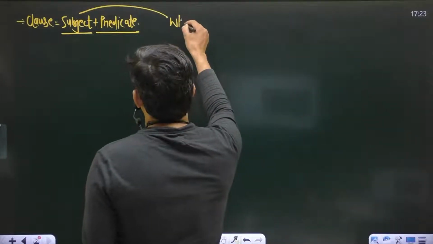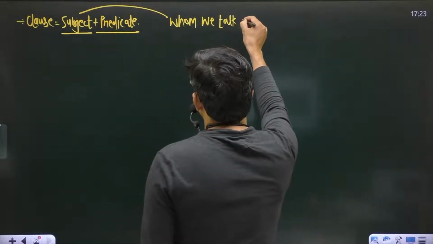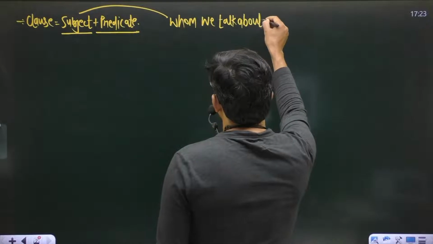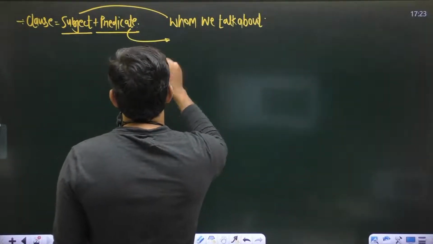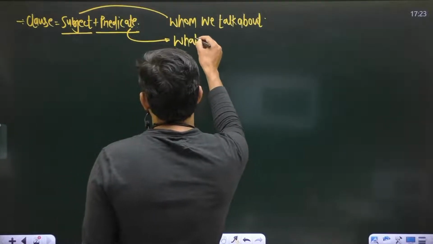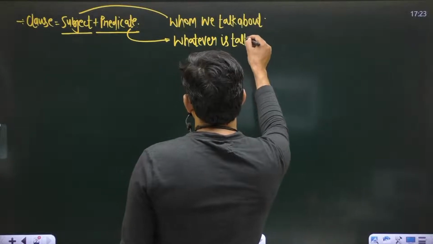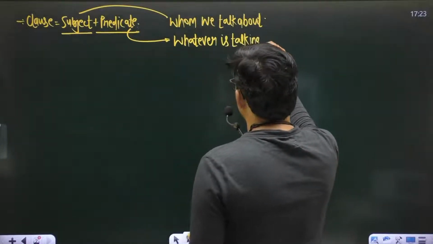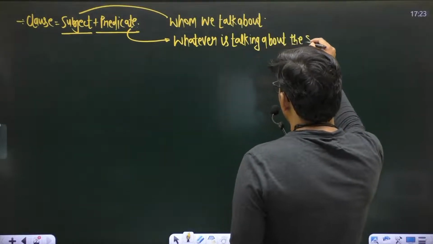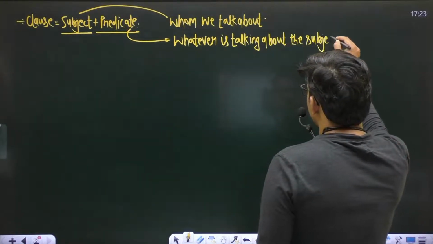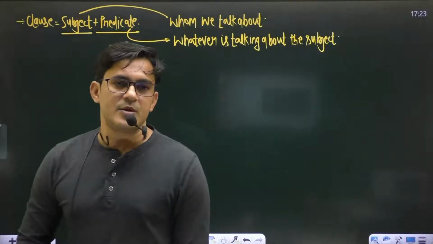Subject is something or someone whom we talk about. Whom we talk about is called subject. And predicate is whatever is talking about the subject. Whatever is talking about the subject is called predicate. And subject plus predicate becomes a clause.